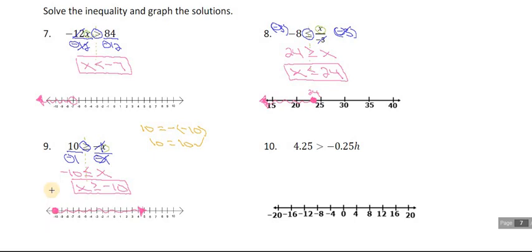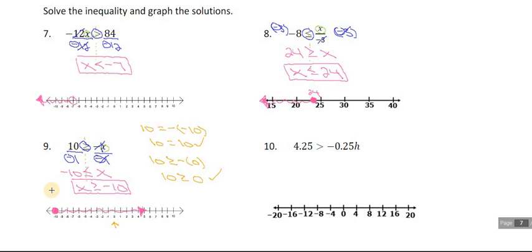Now let's check one of our solutions in our solution region. So any number bigger than negative 10. I like to choose 0 whenever possible. So is 10 greater than or equal to the opposite of 0? Well, there's no negative 0, so is 10 greater than or equal to 0? Yeah, that's true. So we are shaded in the correct direction.